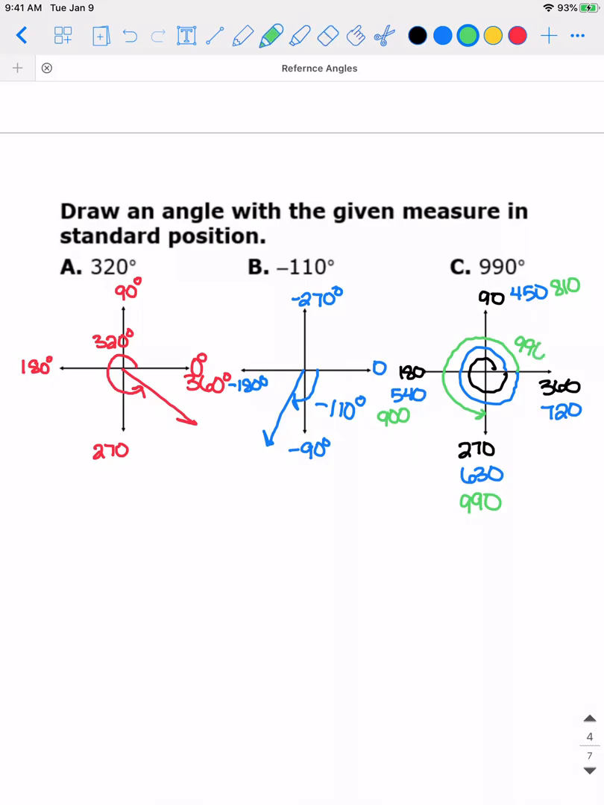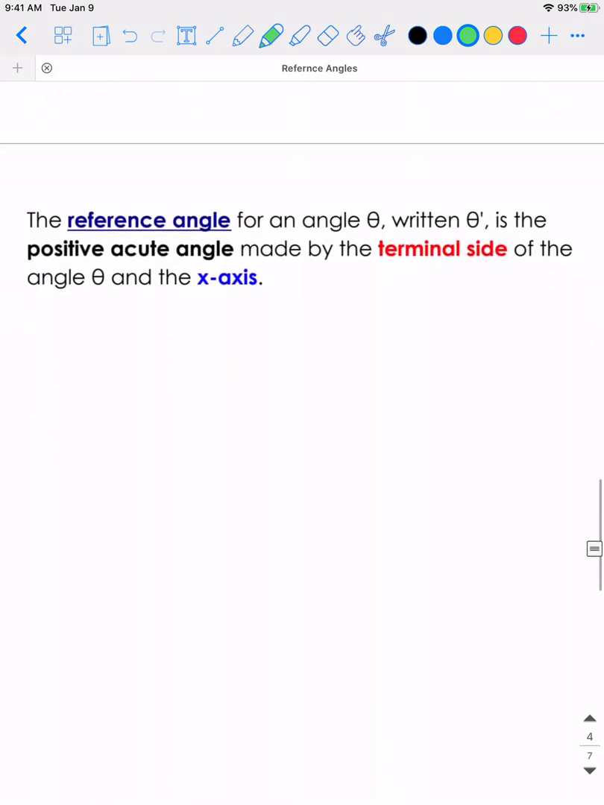Okay, now we're going to talk about reference angles. The reference angle for an angle theta is written as theta prime. This is a positive acute angle.